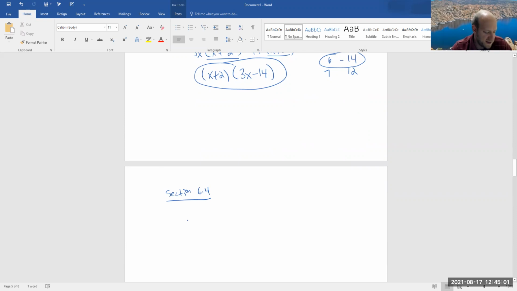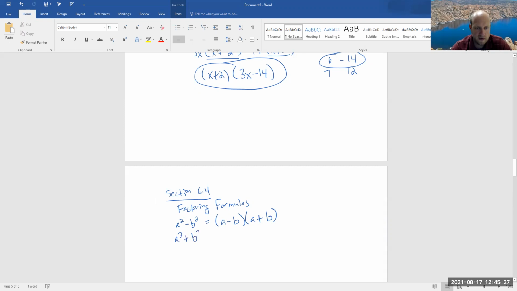Next section is section 6.4. We went through some factoring formulas here. Okay, so the first one was when we have a difference of squares, that's going to be a minus, so a squared minus b squared is a minus b times a plus b.